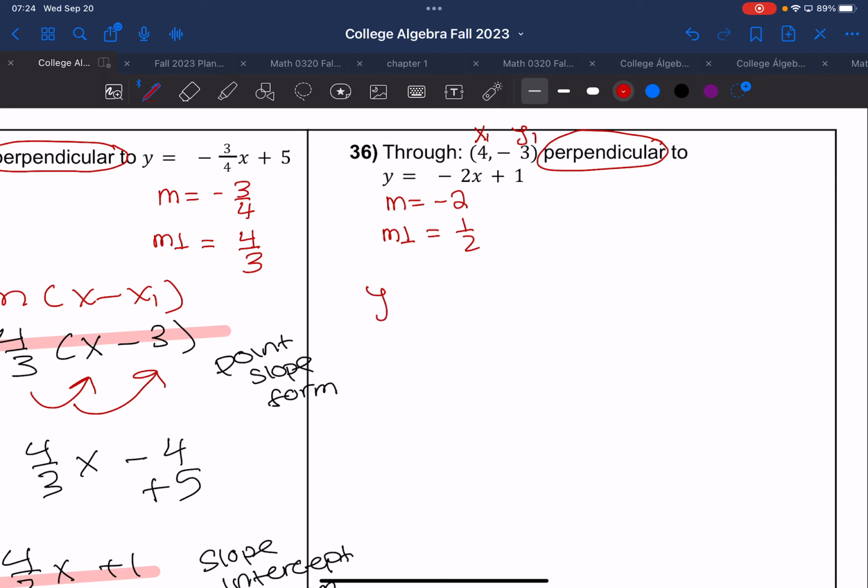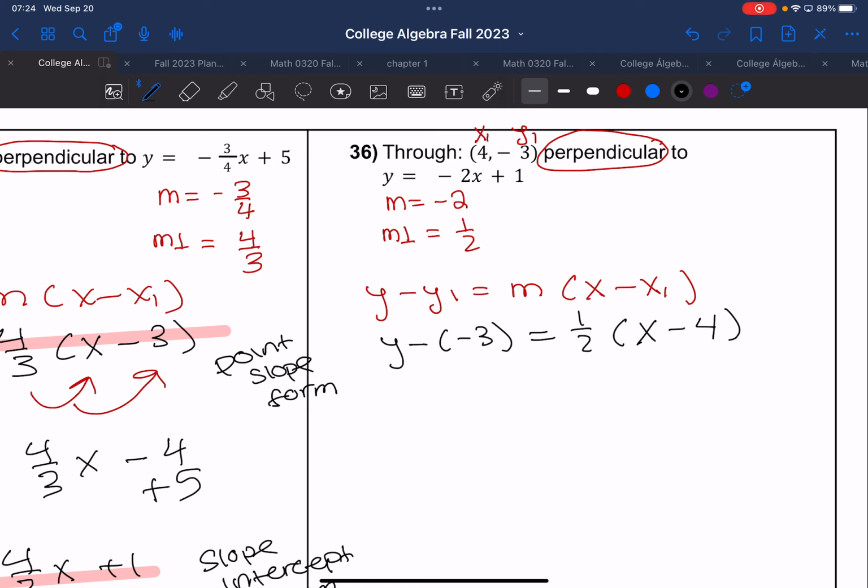So we have our formula, y minus y1 is equal to m(x minus x1). Plugging everything in, we get y minus -3. Since my y1's negative, I put it in parentheses, is equal to our new slope, which is 1/2 (x minus x1, which is 4). This right here is my point slope form.